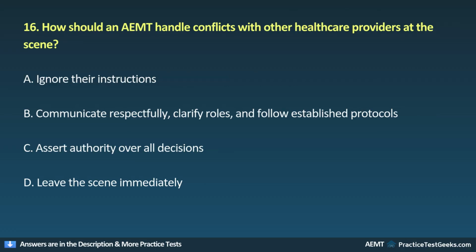16. How should an AEMT handle conflicts with other healthcare providers at the scene? A. Ignore their instructions. B. Communicate respectfully, clarify roles, and follow established protocols. C. Assert authority over all decisions. D. Leave the scene immediately.